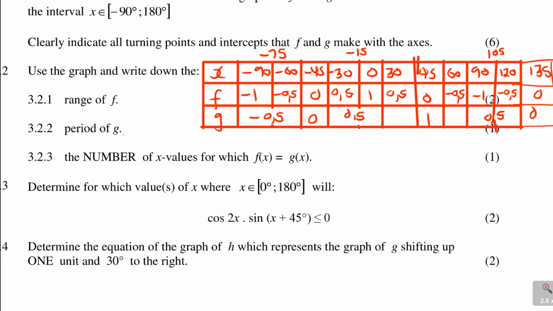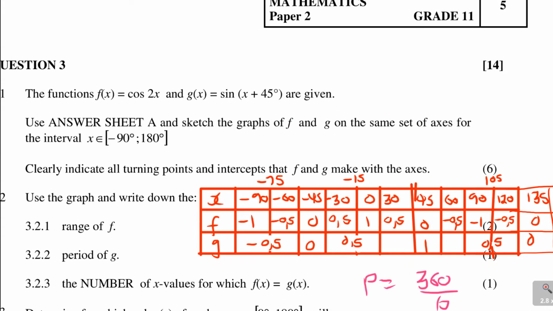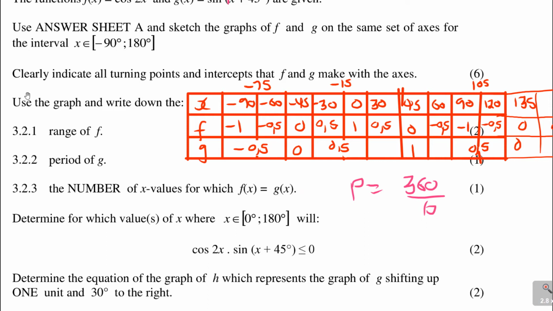Period of g. To calculate period, it is 360 over b, and in this case g there is 1. That b there is the 1 there, so the period there is 360. So the period is simply 360.